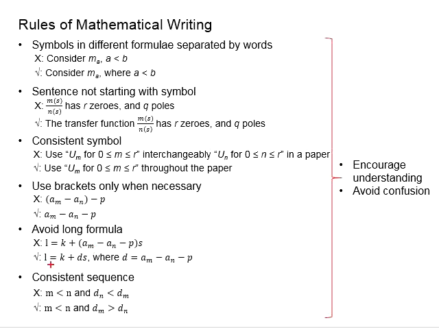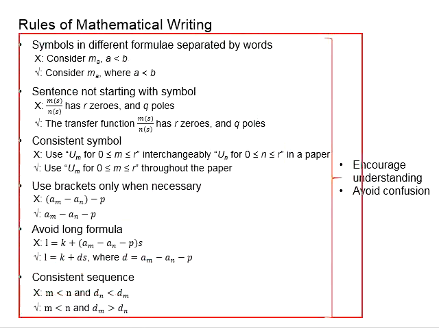Next, we are looking at consistency in terms of sequence. Taking this as an example, if you are dealing with m first followed by n, later in another place of your mathematical derivations, the symbols equivalent to m and n should also follow the sequence, where you introduce m first and then followed by n.